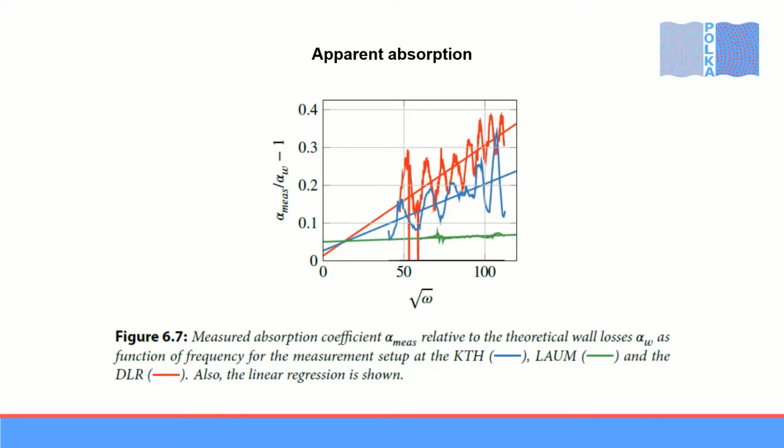So he did test rigs at all 3 places and looked at this remaining apparent absorption. That is sort of the difference between the calibration standard and the measured reflection coefficient. And it turned out that the Le Mans rig had the best result, and then KTH and DLR had slightly worse results. So I remember my colleague Yves from Le Mans, he was very happy with this result. Their test rig has a fairly small duct diameter and thick walls.